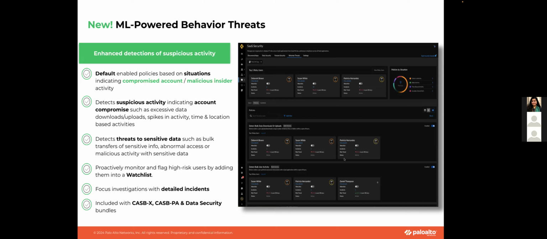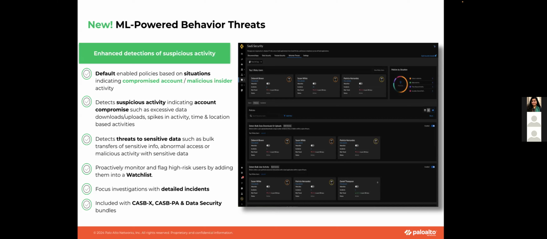We also have the user risk score ranging from 0 to 100, and you are able to see the top risky users, so you can focus your attention on the most risky users within your organization. Then we have separate types of policies related to suspicious activity, as well as bulk download, upload, the time, location, and you are able to find threats to sensitive data using these policies.